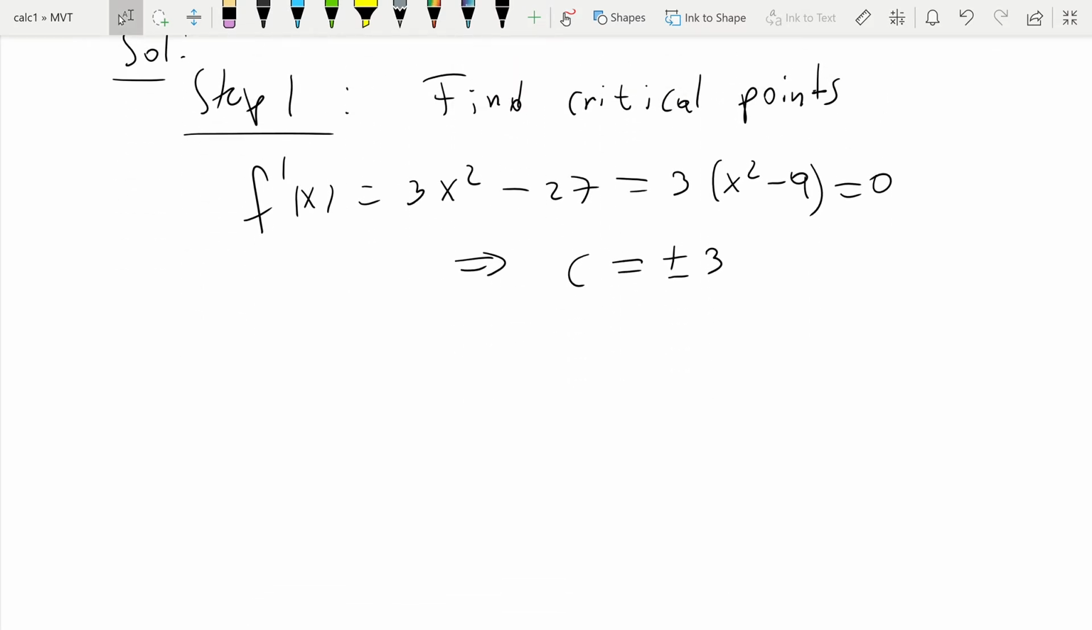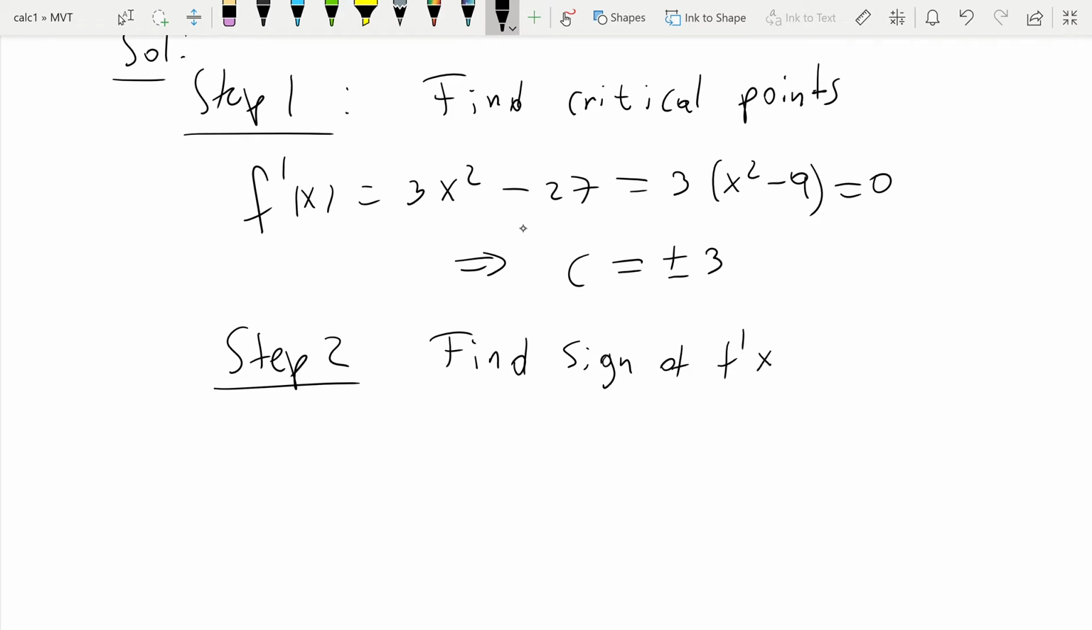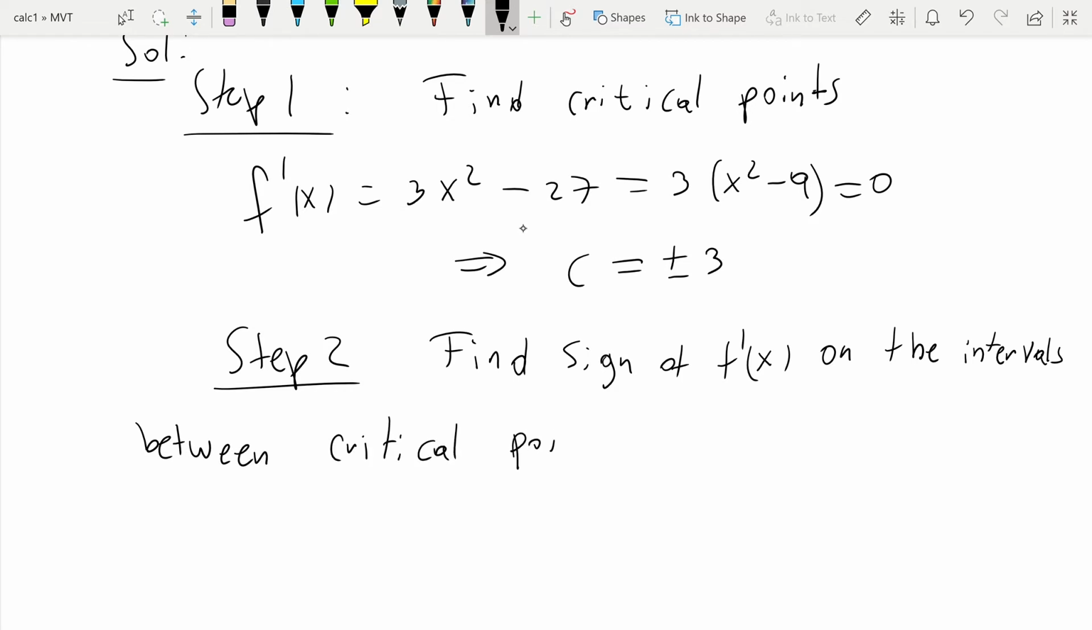So we have two critical points, and now we need to classify them using the first derivative test. We need to find the sign of f prime of x on the intervals between critical points.